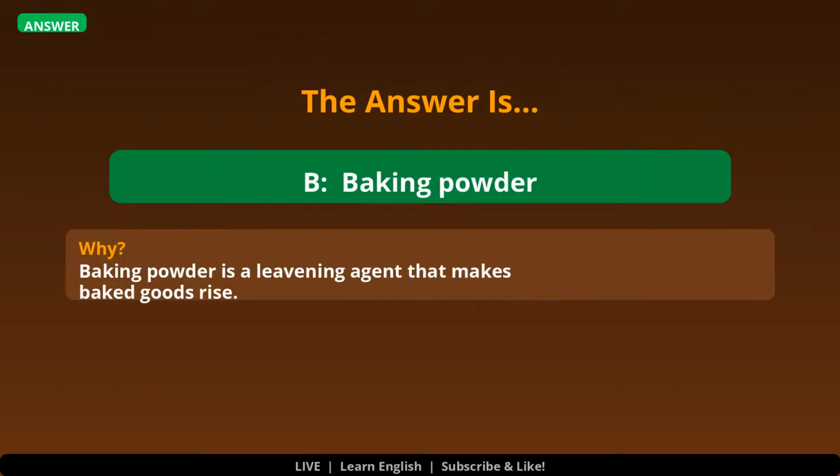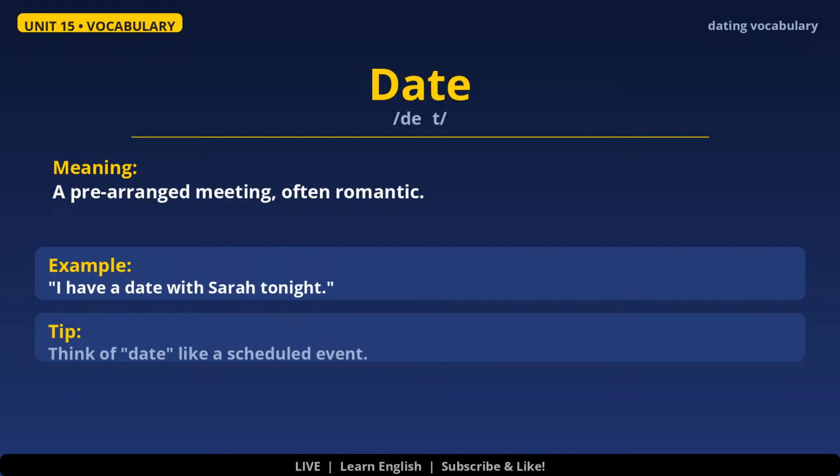And the correct answer is option B, baking powder. Baking powder is a leavening agent that makes baked goods rise. Great job if you got it right. Let's continue learning. Here's a useful word for you.